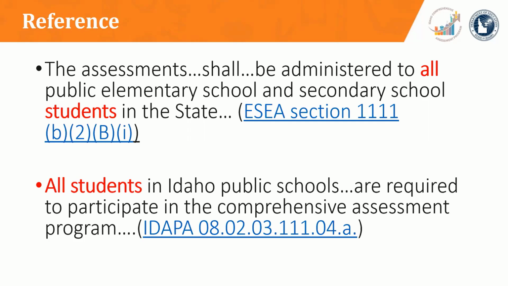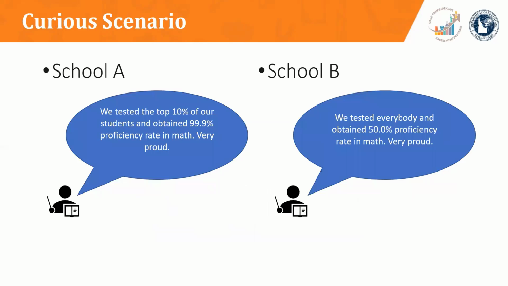Both the federal and state government require all students in relevant grade levels to participate in ISAT or IDEA. Why do you think this is? Say your district has a set amount of resources to allocate to each school. School A tells you that they tested the top 10% of their students and obtained 99.9% proficiency rate in math. On the other hand, School B tells you that they tested everybody and obtained 50% proficiency rate in math. As a district leader, how would you know which schools would need more support, training, and resources? Do you need more data to decide? Did they have performance goals?